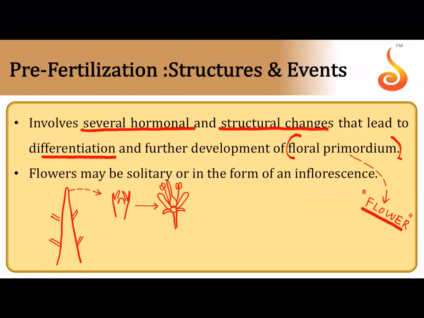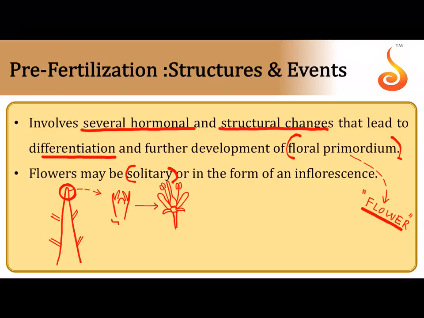So this is how the floral primordium will take the shape of a flower when the plant has become reproductively or sexually mature. Usually the flower may be borne singly, like how I have shown in the diagram. This is the tip or the shoot apical meristem, or the meristem present at the end of a branch or the end of the plant itself.